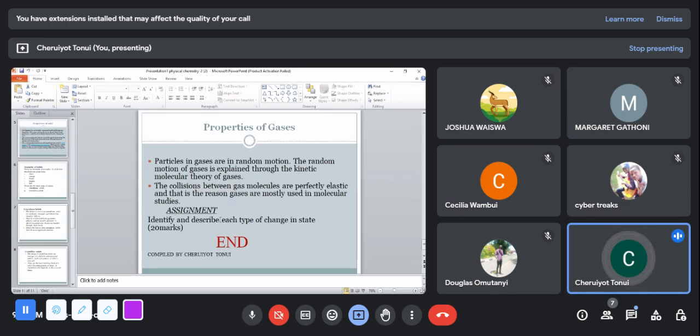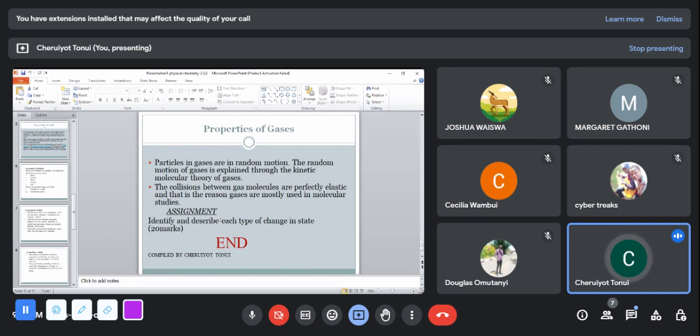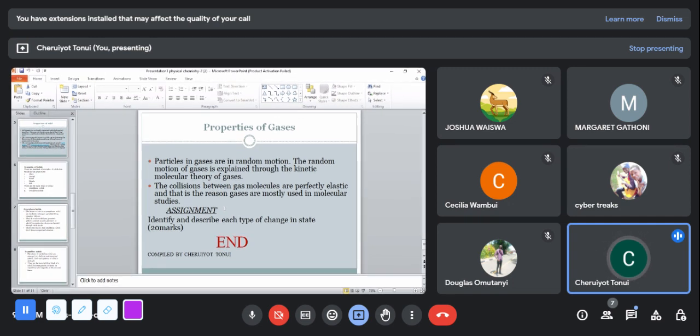So before we end our session today, I have an assignment for you. That is, identify and describe each type of change in state of matter. That is 20 marks. So you should be able to submit on our next session next week.